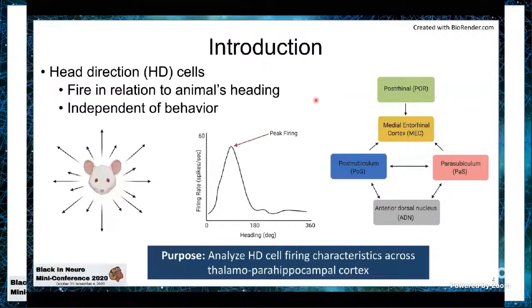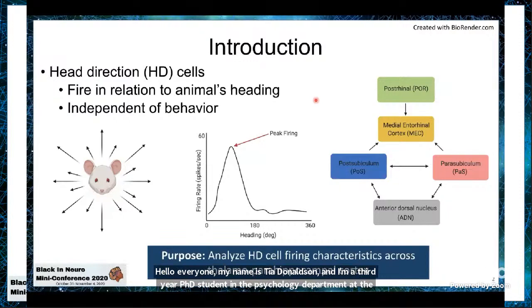Head direction cells are neurons that fire in relation to an animal's heading within the environment along the horizontal plane. This cell activity is independent of an animal's behavior or location. Head direction cells fire much like a compass, with firing occurring within a given direction. They are also thought to underlie an animal's sense of spatial orientation.